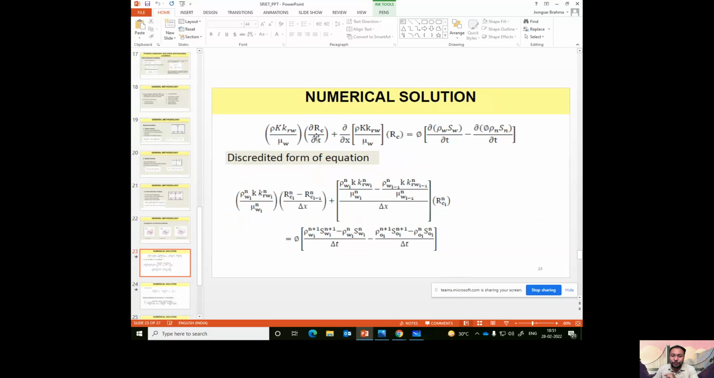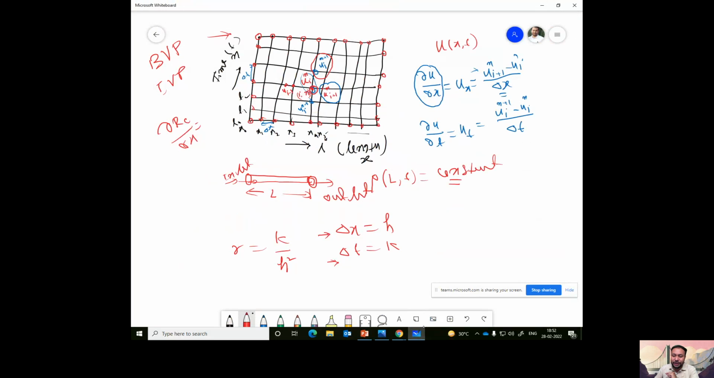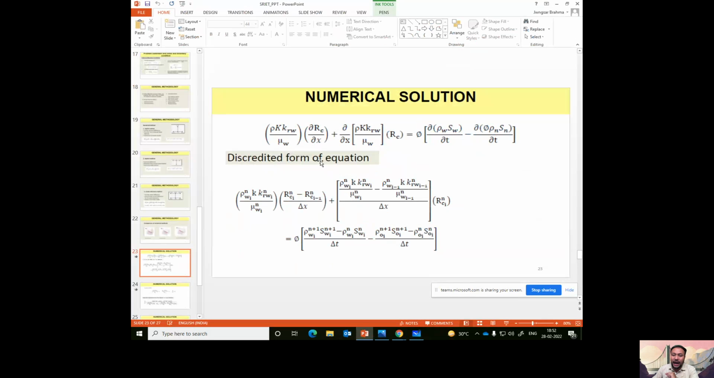Look here. I have just discretized this one, and this one, and this one in the form of the grid system. For those who have understood my grid system, it is not difficult to understand how this del RC by del X is discretized here. Same thing here: how I have written the discretization of this equation in the form of a grid system. Same thing here, how can I discretize in the form of a grid system?